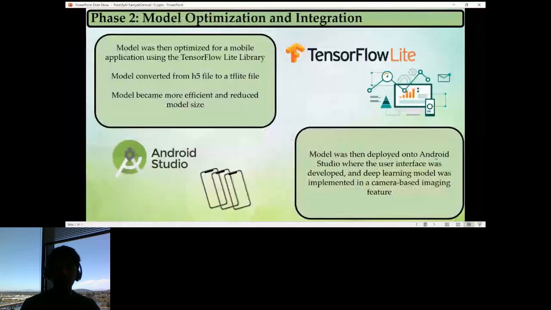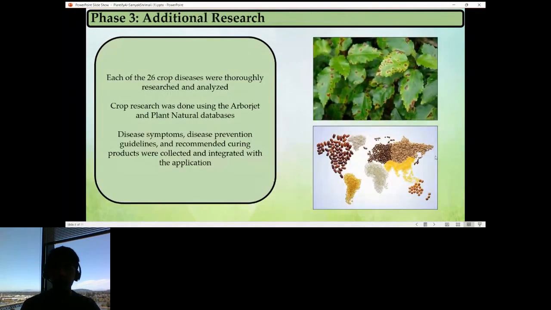In phase two, this neural network model was optimized for a mobile application using the TensorFlow Lite library. This model was converted from an H5 file to a TF-Lite file, which allowed the model to be used on mobile devices and made the model significantly more efficient. This model was then deployed onto a mobile application in Android Studio, and in Android Studio, the user interface for this application was developed.